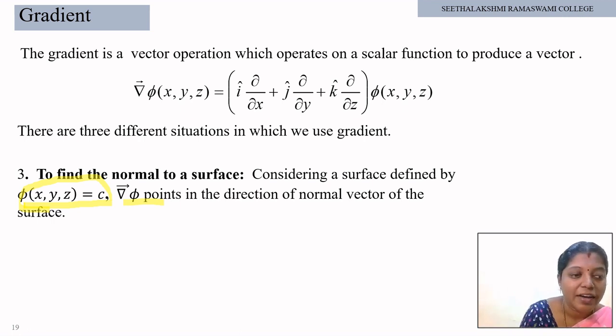Actually I have represented simply del phi, so you need to find the unit normal. If you want to find the unit normal vector, you need to divide it by the magnitude of del phi. So del phi vector by mod del phi is the unit normal vector to the surface. So there are three applications. One is finding the fastest varying direction. Second, to find the variation in any direction. And third, to find the normal to the surface. So this explains the importance of gradient.